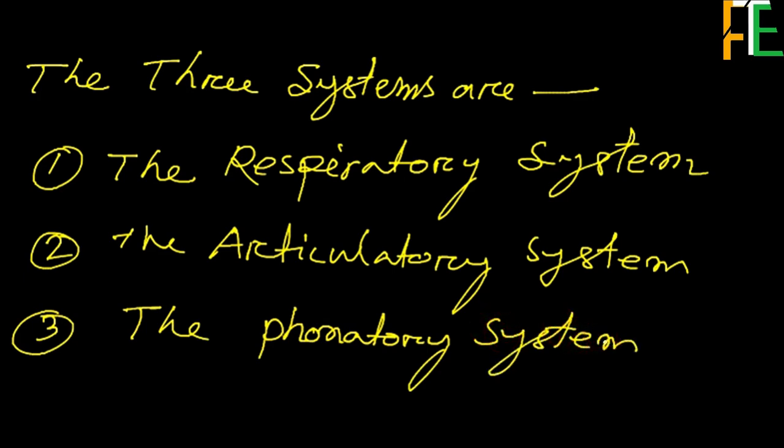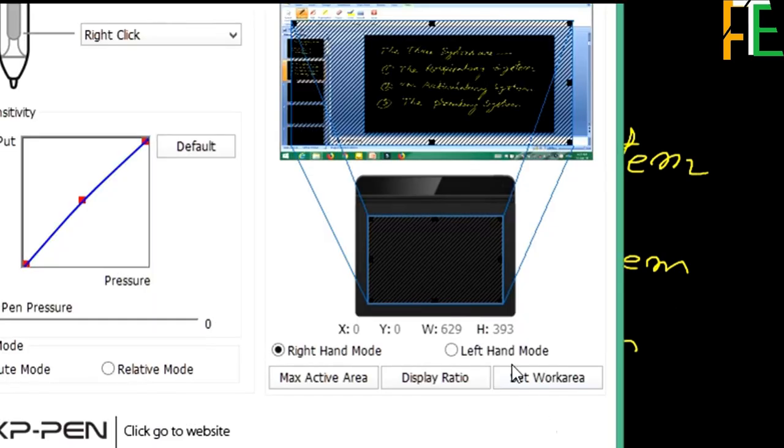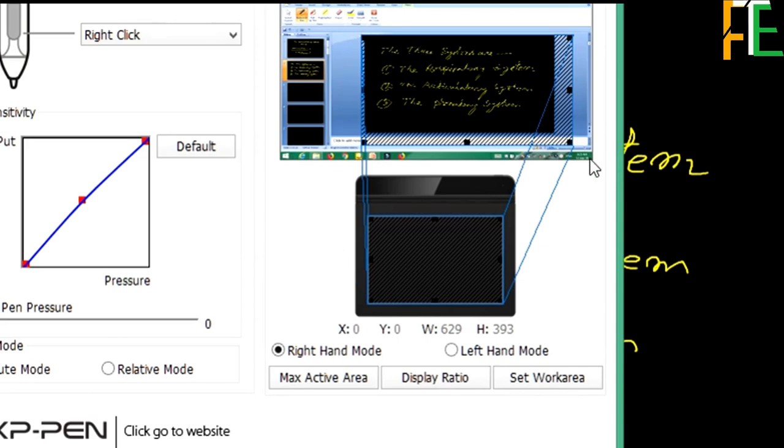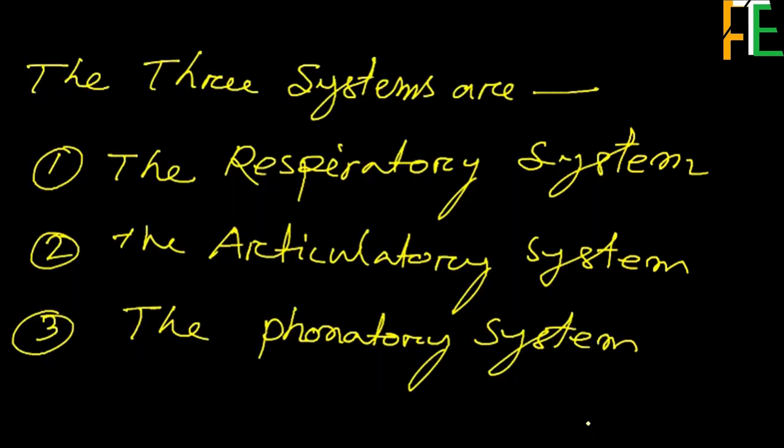So these are the three systems that work together in the production of speech sounds. You have to remember these three systems involved. So first we know the respiratory system. The first one is the respiratory system.